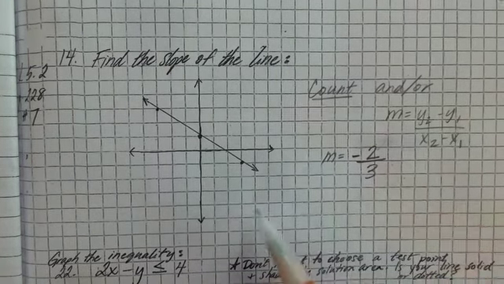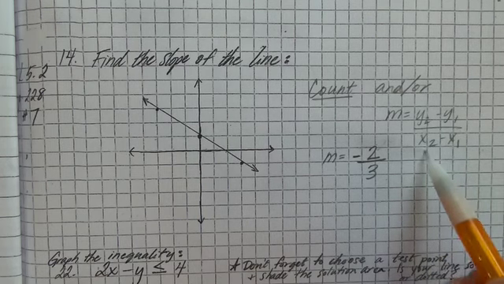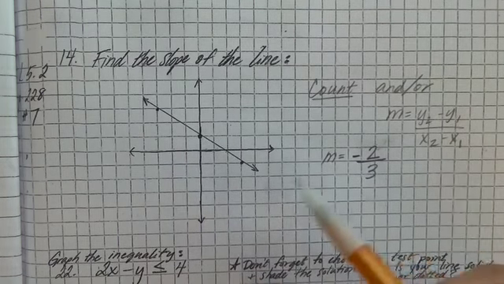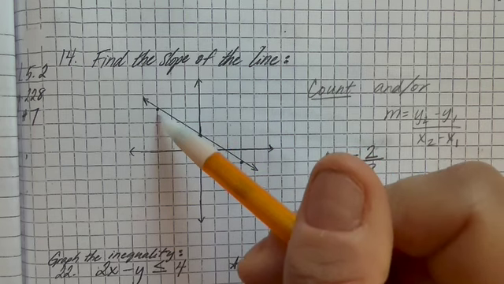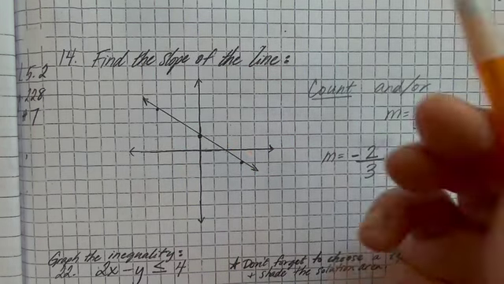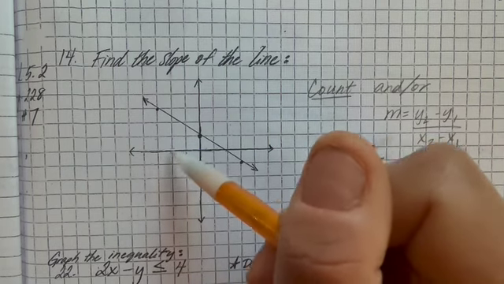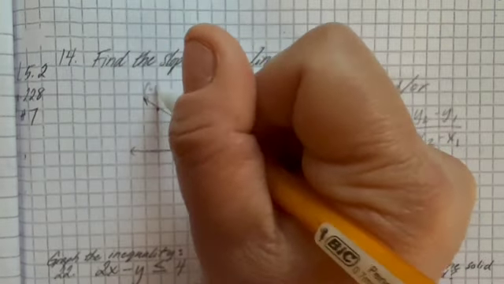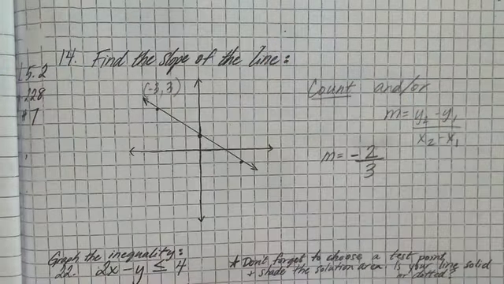If you want to check that, you can use your slope formula. Don't forget, your slope formula is y2 minus y1 over x2 minus x1. To solve this, you need to figure out what these points are, so you can get an x1 and a y1 and an x2 and a y2. This point is negative 3, 3.